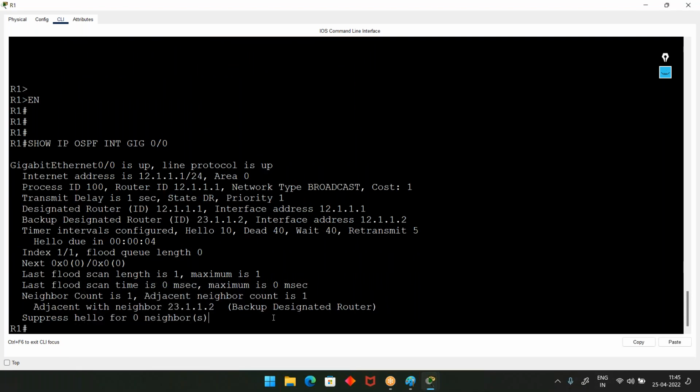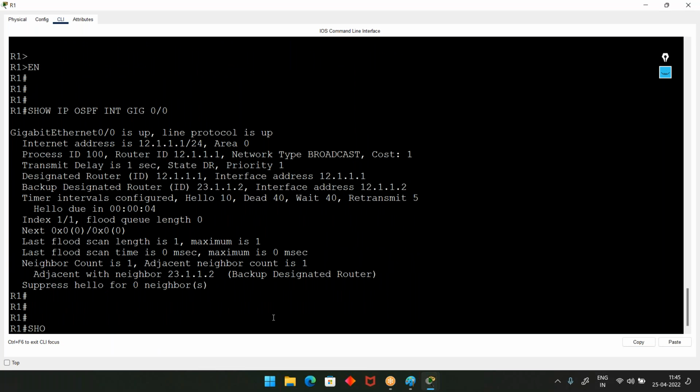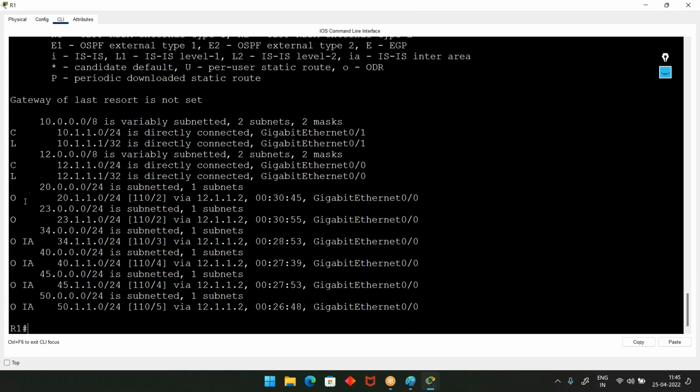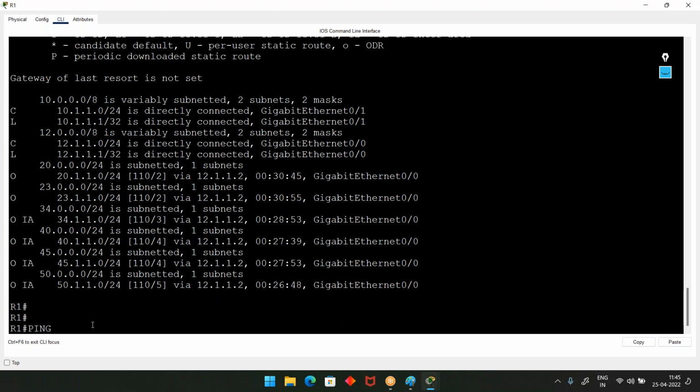Let's go to R1 as well. You can check this with show ip route. In R1 also, can I see this 20 network? Of course, yes. DR and BDR will exchange their network information and their database information. Understood? Yes, sir. And they can communicate with each other.